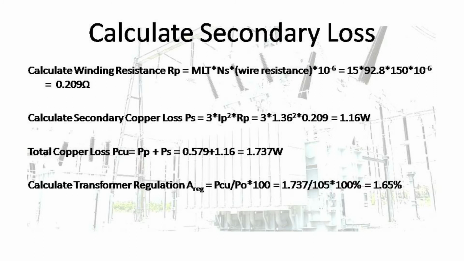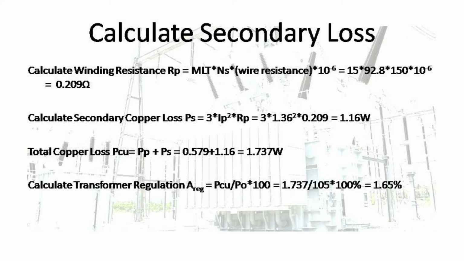Now, once you spec your secondary wire, for which, remember, I have already given you the wire resistance, which is 150, because this is a make-believe situation, when you plug into the winding resistance formula, as I've done similarly with the primary winding, you would get, in this case, 0.209 ohms. Similarly, using the same formula as with the primary side, you could find the secondary copper loss to be 1.16 watts. Now, with the primary copper loss and the secondary copper loss you can find the total copper loss by adding these two together, which should equate to somewhere around 1.737 watts.